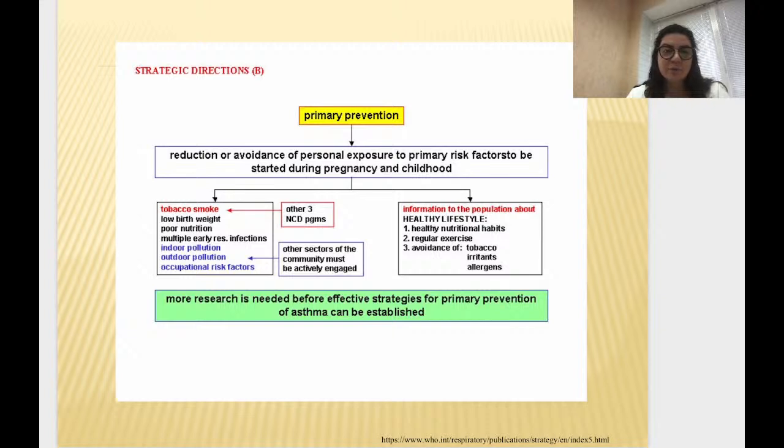And you see the scheme of primary prevention. It needs reduction or avoidance of personal exposure to primary risk factors, to be studied during pregnancy and childhood. Yes, and you see the main ways of prevention.